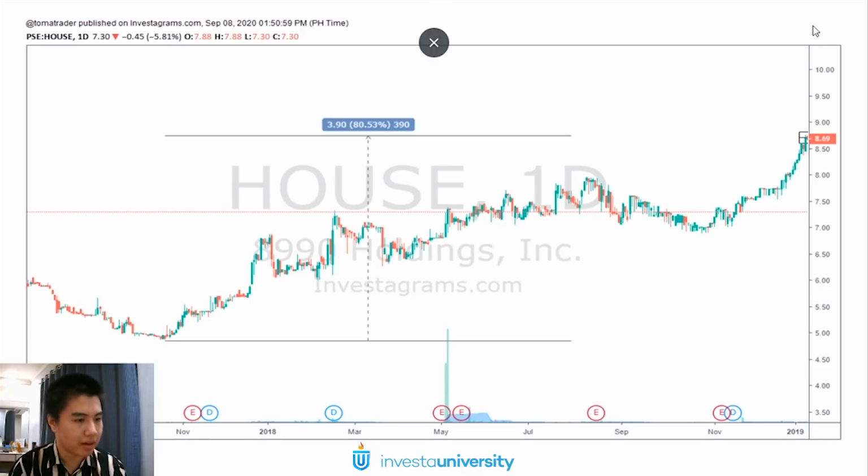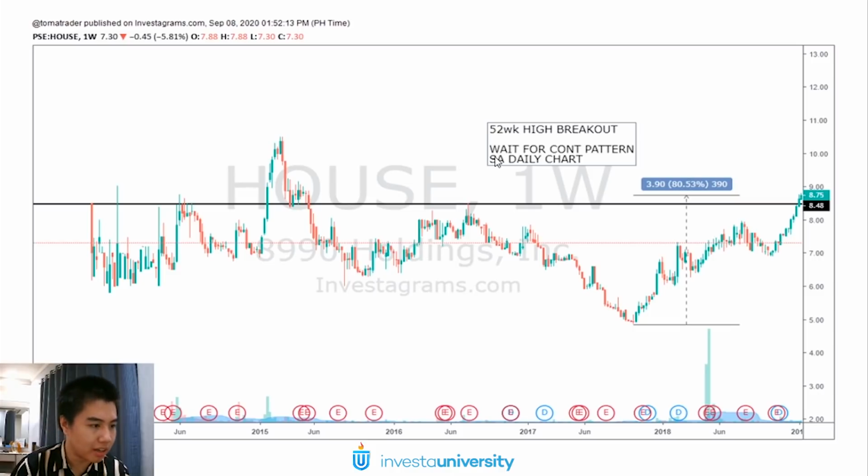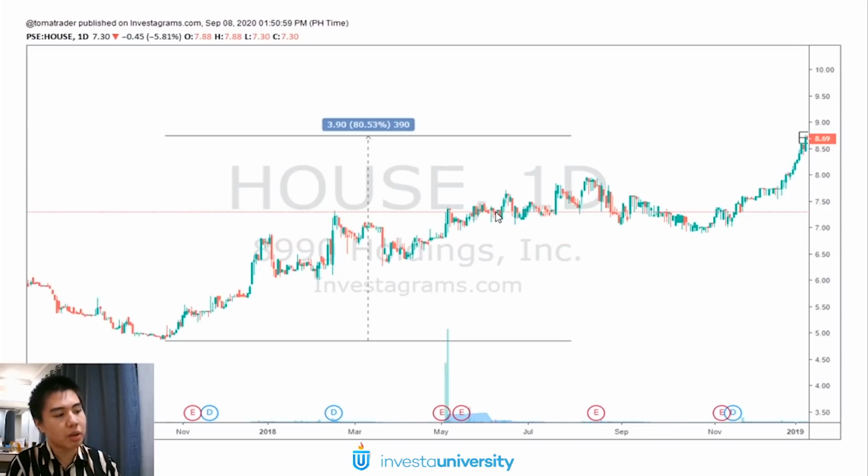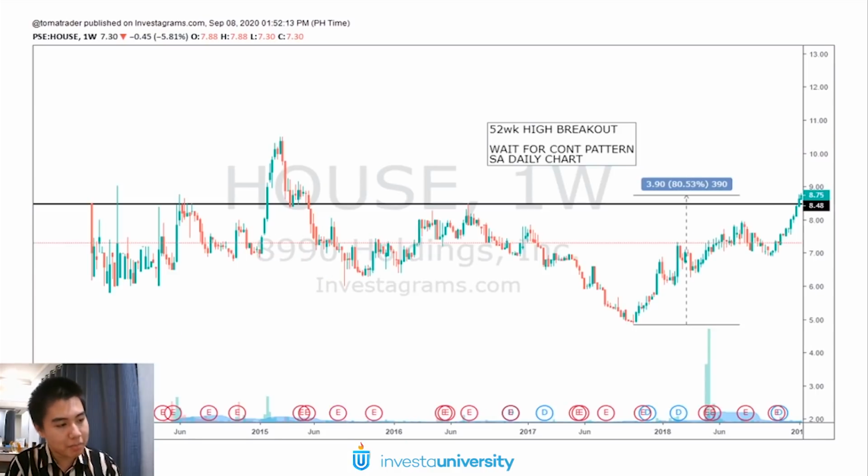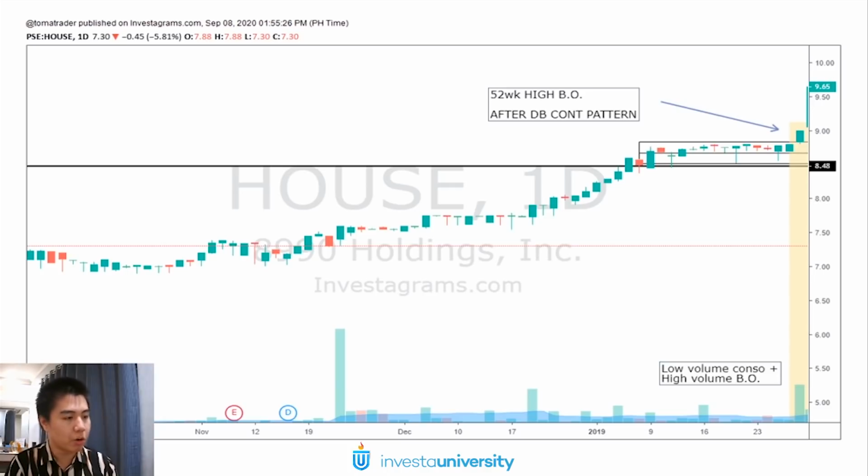Actually, yan, last, diba? And if you look at the bigger picture naman, actually, 52-week high na ito. 52-week high yung 850. Tapos, yan, very significant resistance as we can see. So now, what do you do kapag nakita mo to? You wait for a continuation pattern on the daily chart. Diba? And, nagbigay naman siya. Ayun. So, dyan din ako bumili.